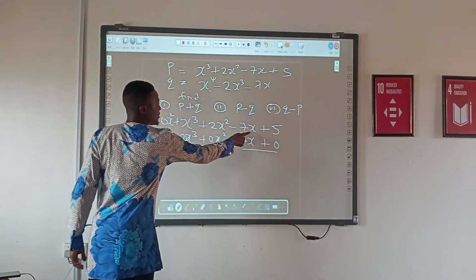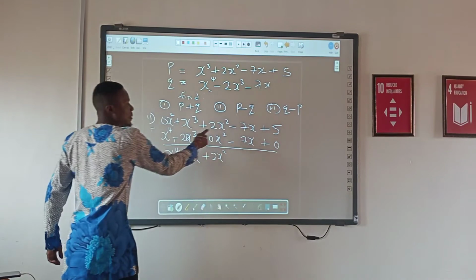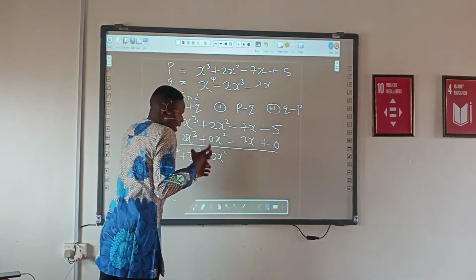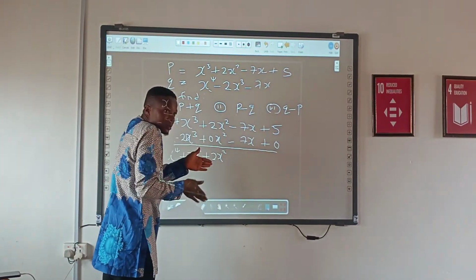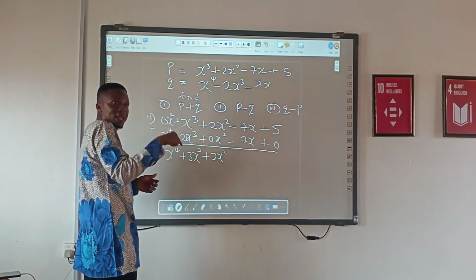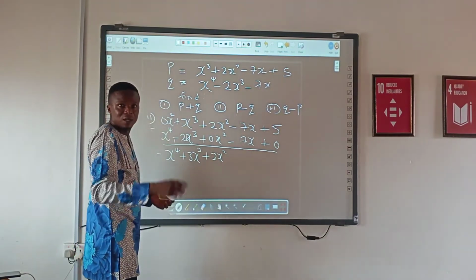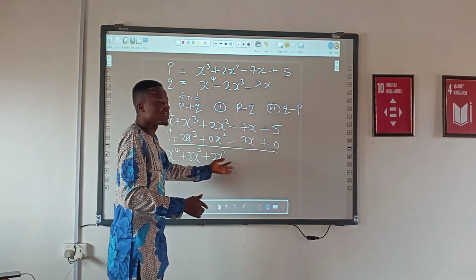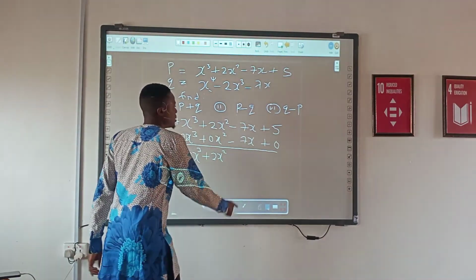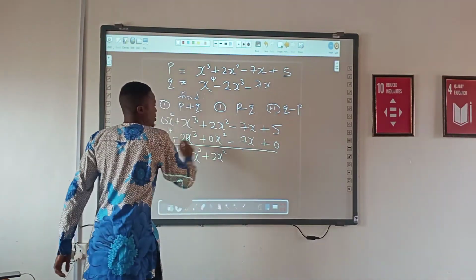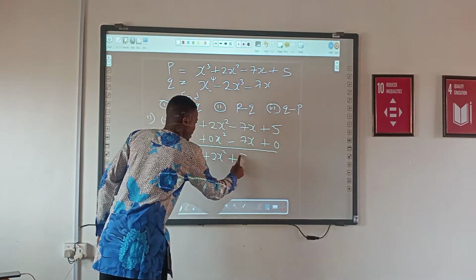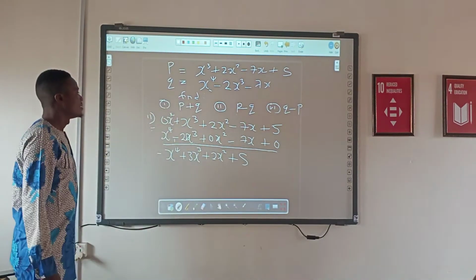This is minus 7x, minus 7x. That minus at the center turns to what? Plus. So we have minus 7x plus 7x. That is 0, right? Yes. Do I need to write 0? No. Then 5 minus 0 is still what? 5. So this is the answer of the subtraction.